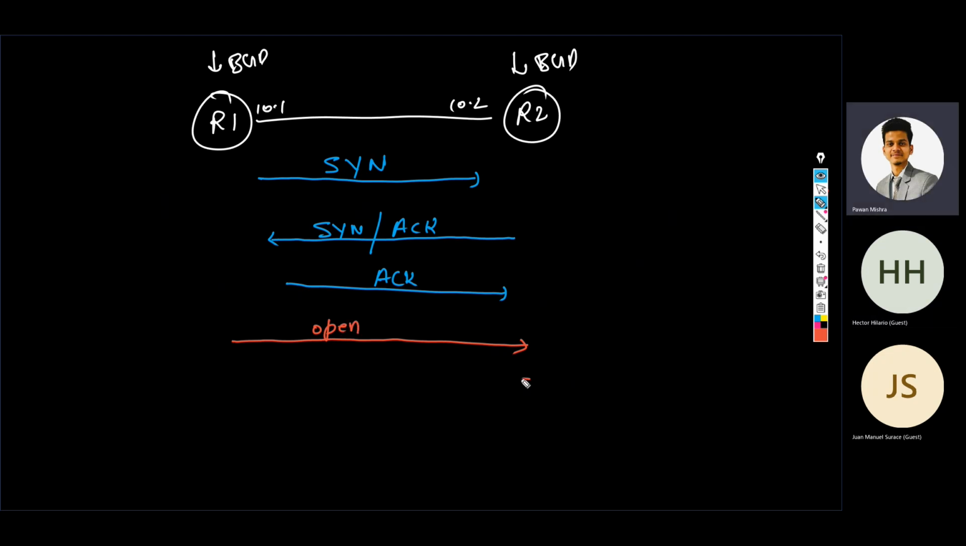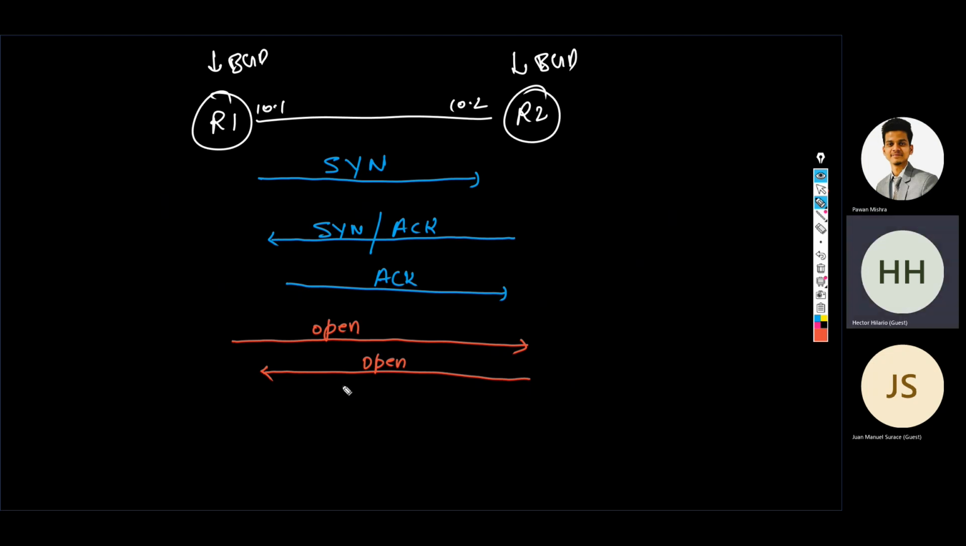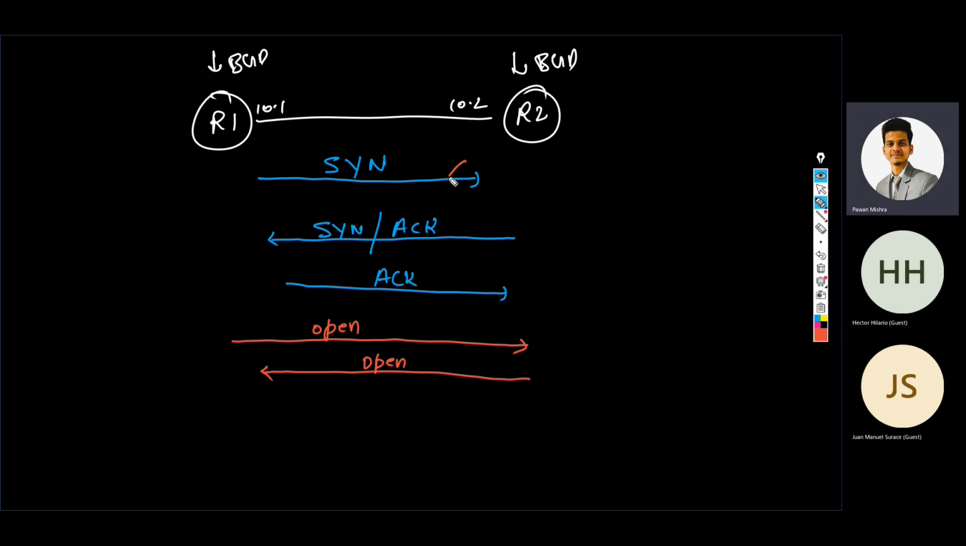Once this TCP connection is complete, the device will send an open message. R1 will share an open message to R2. R2 will share the open message to R1, right? This thing is clear. It means once this three-way handshaking process is complete, the device will send an open message. If it is not completed, the device doesn't send any open message. Clear? Okay, great, perfect. Now, why will the device send the open message? What the open message contains I can explain to you, don't worry.